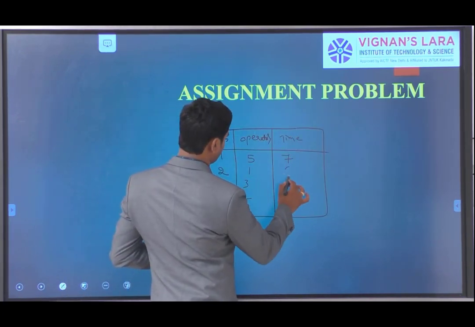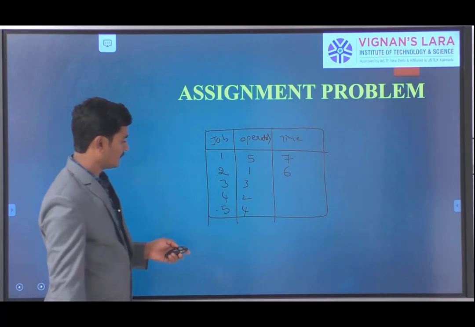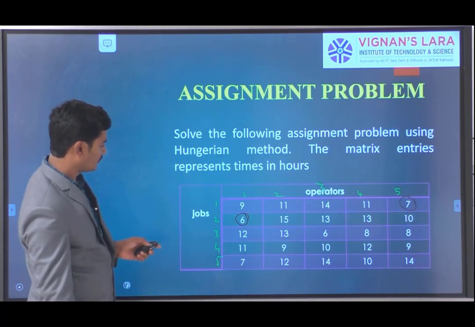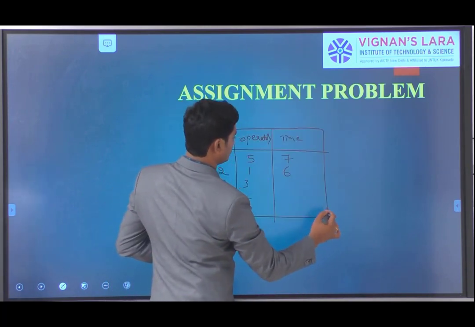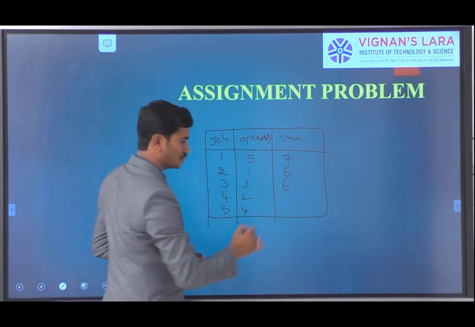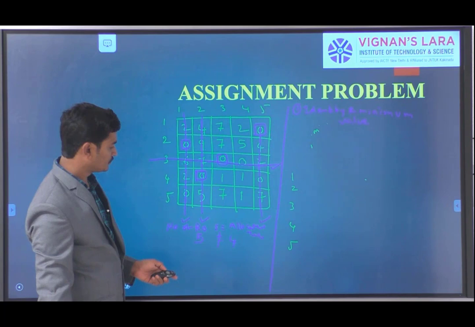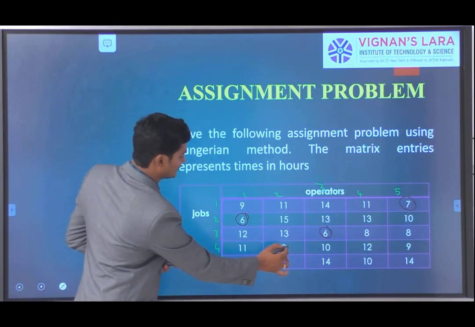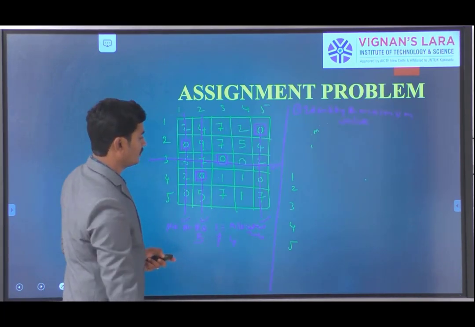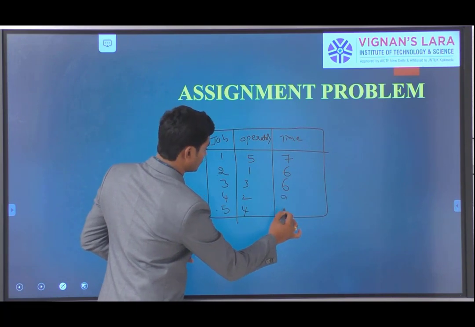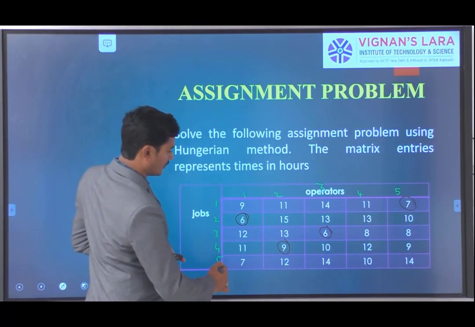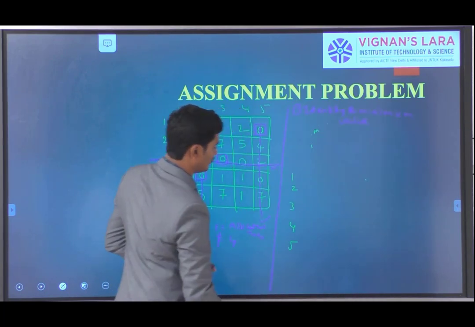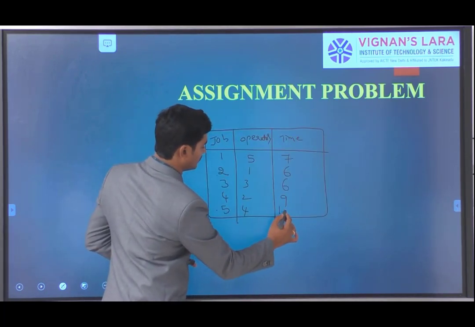Okay. 6. Next 3 3. What is the 3 3 value? 3 3 is 6 hours. So we are going to take 6 hours here. Next 4-2. What is the 4-2? 4-2 is 9 hours. So we are going to take 9 hours here. Next 5-4. What is the 5-4 value? 5-4 is 10 hours. So we are going to take 10 hours here.